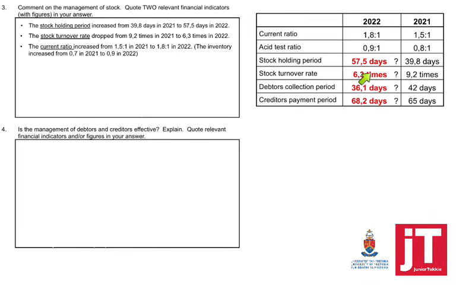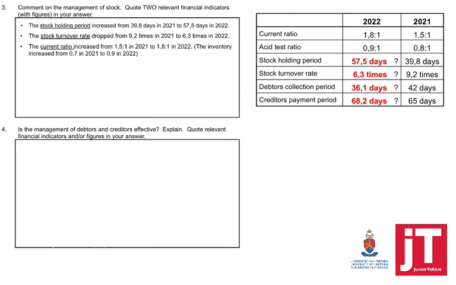If we look at the stock holding period, from last year to this year, there's been an increase. This is not good. It means that we're keeping our stock for longer. If we look at our stock turnover rate, it decreased from 9.2 to 6.3 in 2022. Also, it decreased, which is not good. It means it takes us longer to turn over our stock.